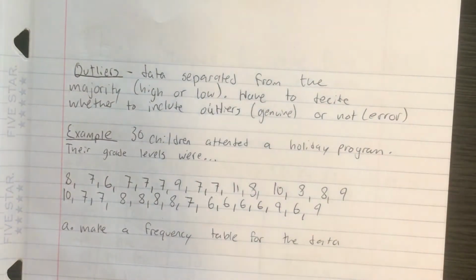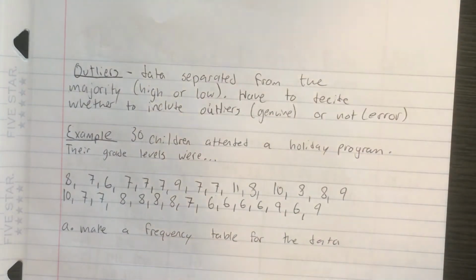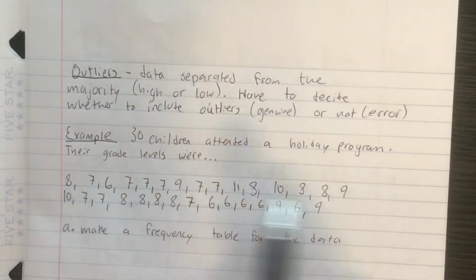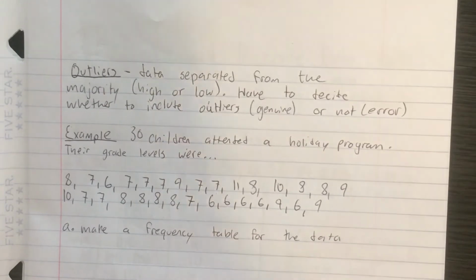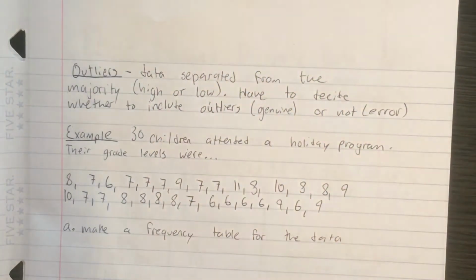So we're going to get started on an example here of creating a frequency table and constructing a column graph. So feel free to hop along in here with me. I have included copies of these notes on Canvas, so if you want to print those off and hop in with where I'm at, that's perfectly fine. So we've got 30 children who attended a holiday program. Their grade levels were listed here, and we want to go and make a frequency table for this data here.